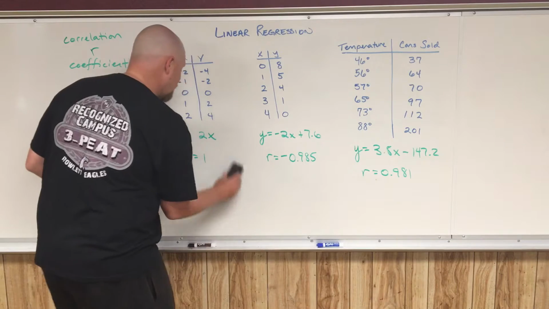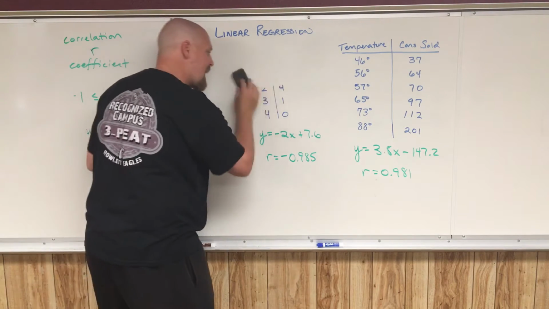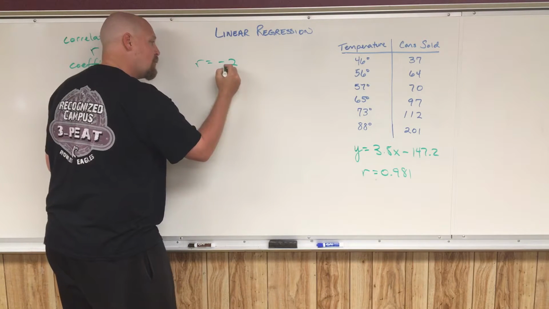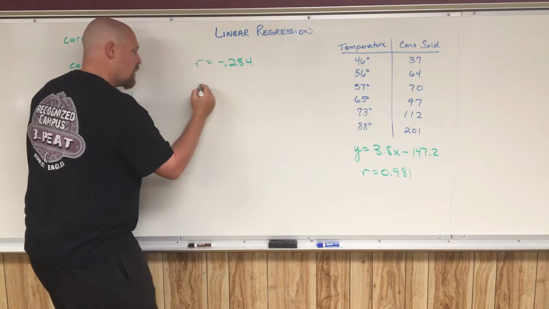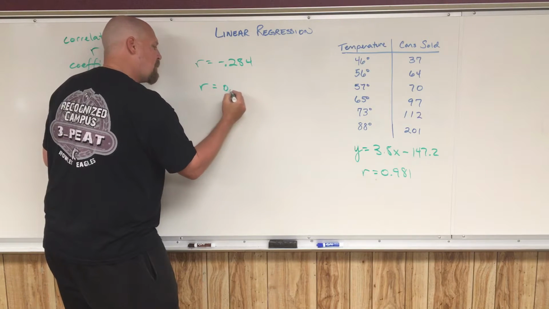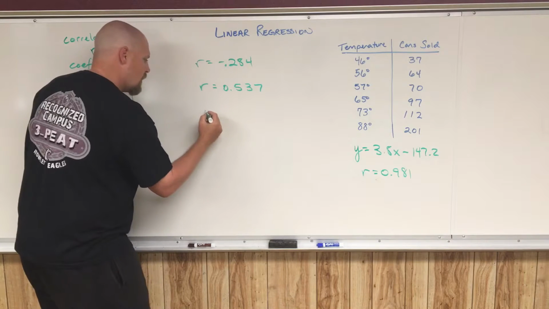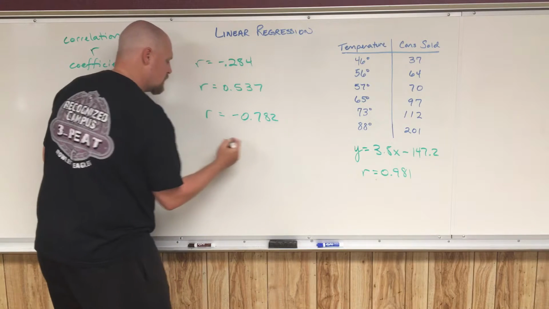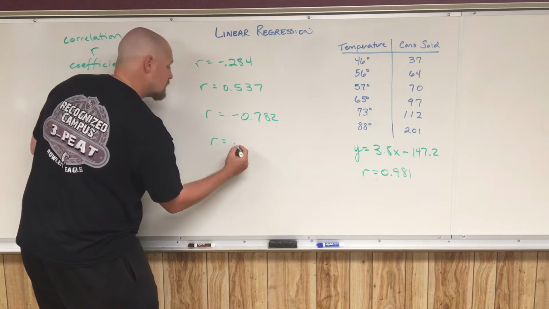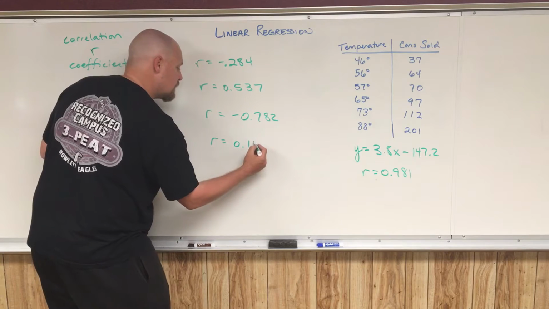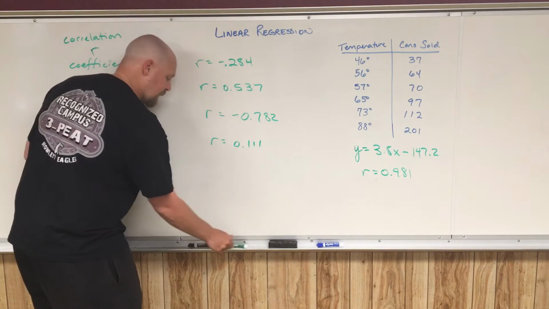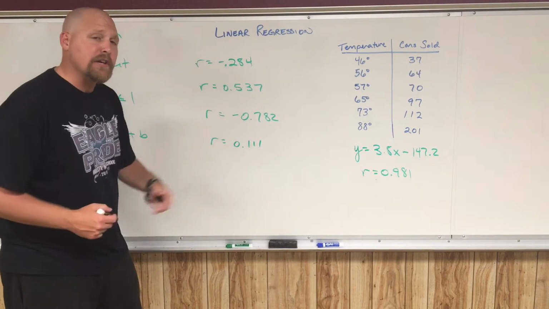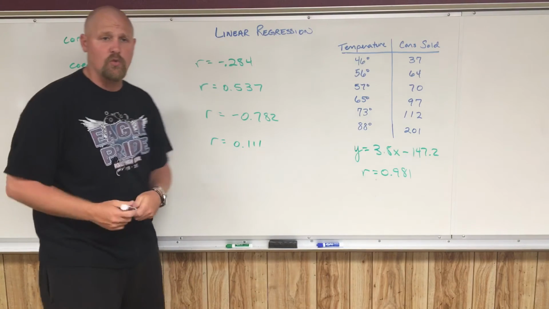Now, something here real quick. A couple of different R values that you'll see. You might see R equals negative 0.284, R equals 0.537, R equals negative 0.782, R equals 0.111. These are different R values you might encounter. So I want to look here and see what it means. What is it saying to us?